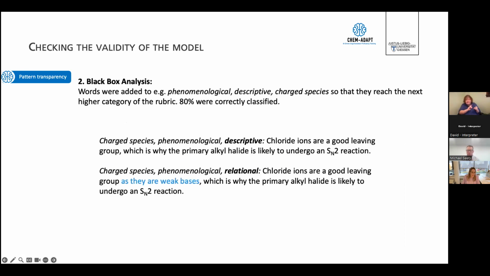Then we also did a black box analysis. So we were taking some arguments and changing small pieces that we added into the argument, and this would require then that the argument is classified in a higher category, so from descriptive to relational. And so we could check if the model is working correctly. So these are different aspects that you can do to understand and to trick the model, to see if it's actually working well.